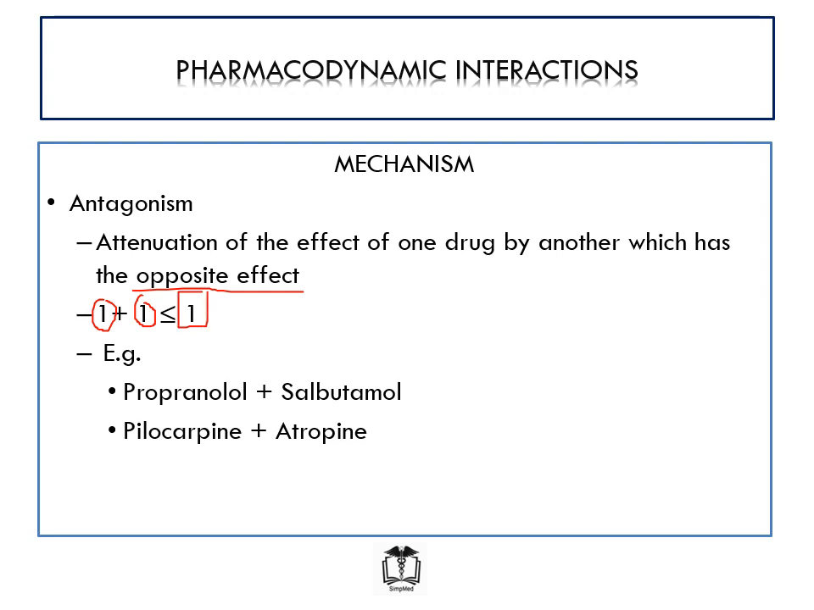Examples would be the combination of propranolol and salbutamol, or a combination of pilocarpine and atropine. In the case of propranolol and salbutamol, propranolol would antagonize salbutamol, and as a result, the effect of salbutamol will be submaximal. In the case of pilocarpine and atropine, atropine would antagonize pilocarpine, and as a result, the effect of pilocarpine is going to be submaximal.